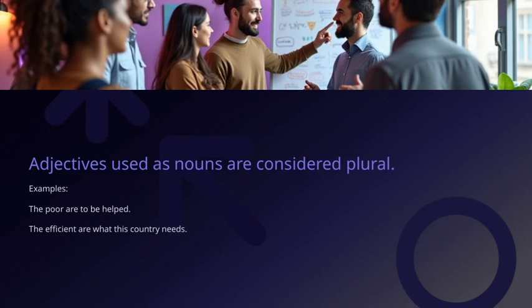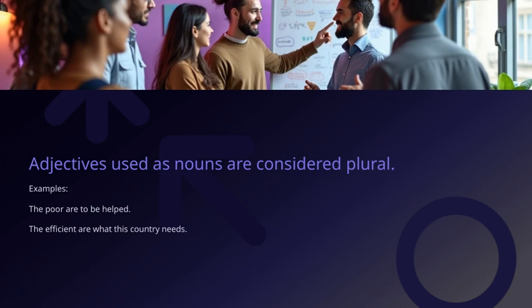The efficient are what this country needs. When we talk about efficiency, we're focusing on the importance of productivity and effective use of resources. It's crucial because a country that operates efficiently can better meet the needs of its people and sustain growth. On the other hand, the poor are to be helped. This highlights our responsibility to support those who are struggling, ensuring that everyone has a fair chance to succeed.